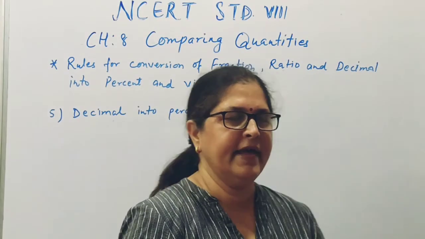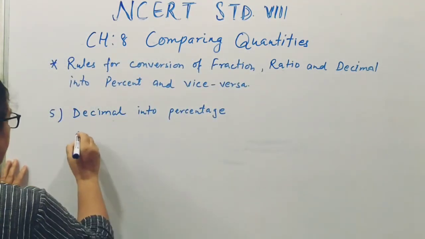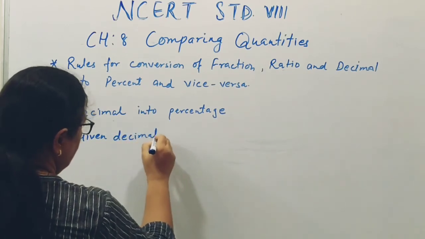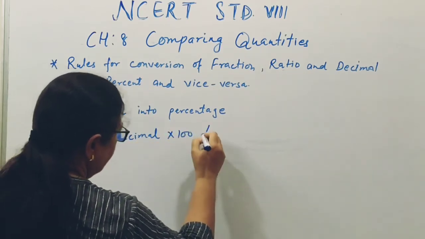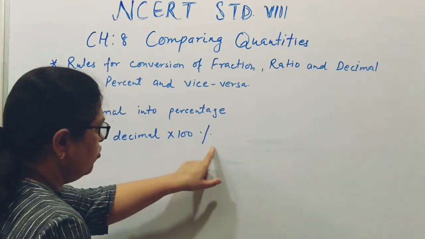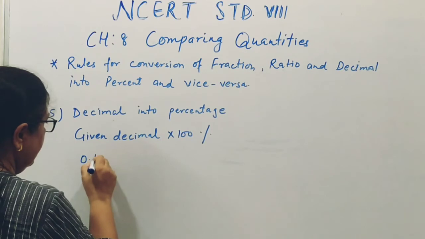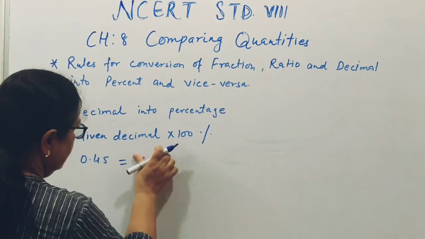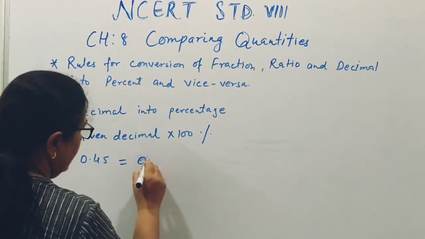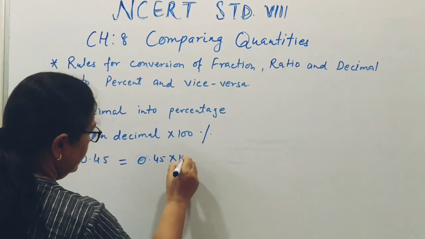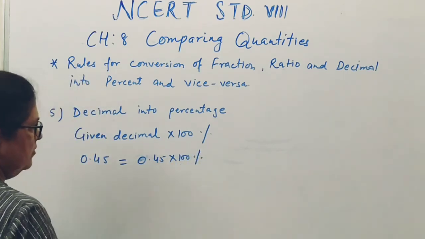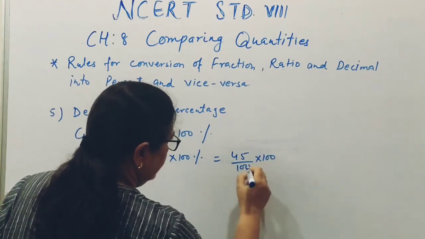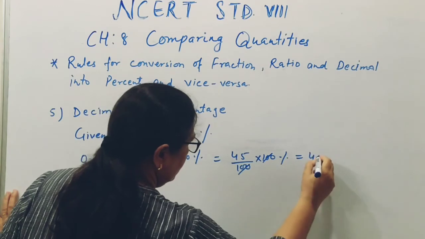Next, number 5, decimal into percentage. So it is given decimal into 100 and we put percentage symbol at the end. For example, we have a decimal number that is 0.45. We can write it in percent form like 0.45 into 100%. So it is 45 upon 100 into 100, that is 45%.